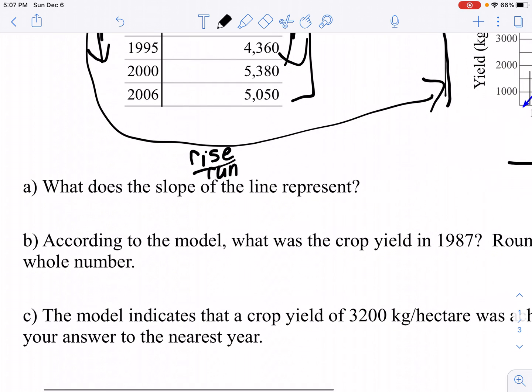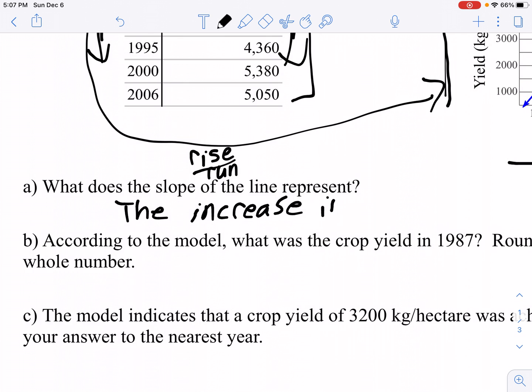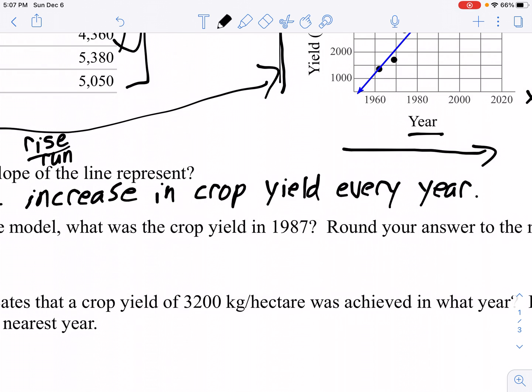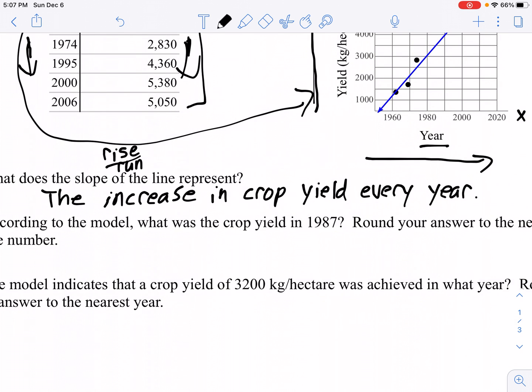So we could say that the increase in crop yield every year, that's what the slope represents. It's the increase in that crop yield every single year.